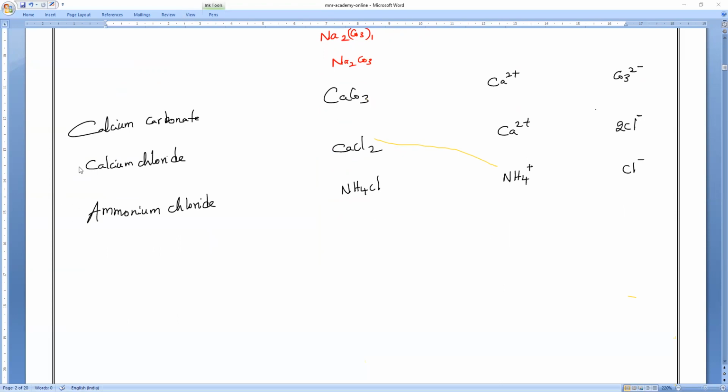Next. Aluminium sulfate. Formula, please. Al2(SO4)3. So what will happen? 2Al3 plus and 3SO4 2 minus. So these are some examples of salts and their basic as well as acidic radicals.